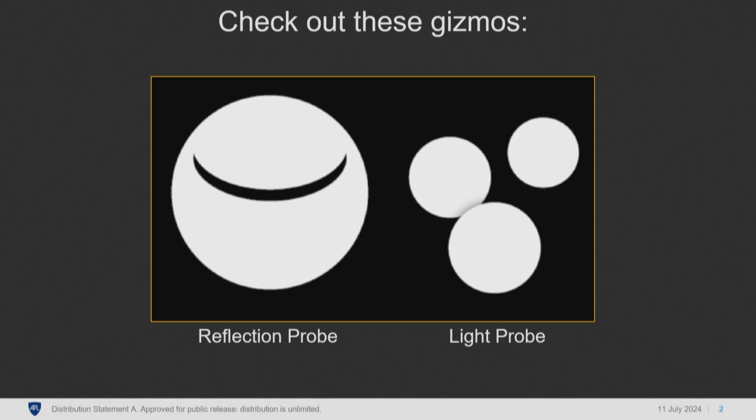Check out these gizmos. I pulled these out of Unity. What we have up here is a reflection probe on the left and light probes on the right. Now, I know that quite a few of you probably open your scene and then immediately delete these. But I wanted to not go into what buttons you press to make it happen. Today it's more of a general overview of how they work and what they do.